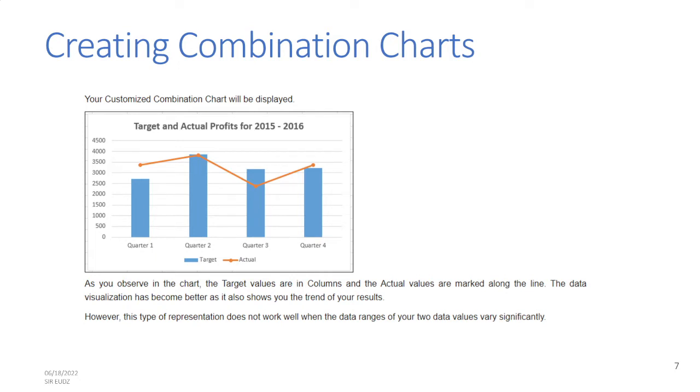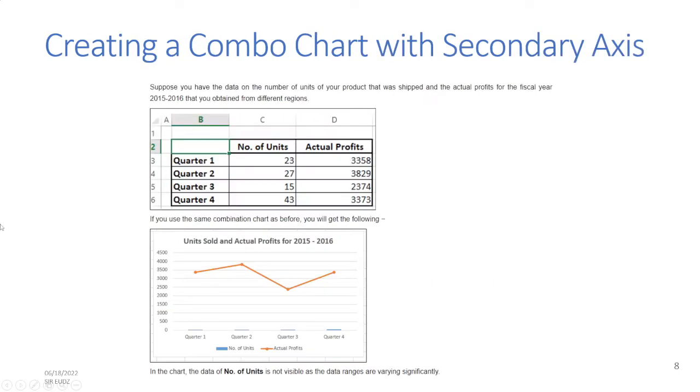However, this type of representation does not work well when the data ranges of your two data values vary significantly. Suppose you have the data on the number of units of your product that was shipped and the actual profits for the fiscal year 2015-2016 that you obtained from different regions. So if you use the same combination chart as below, you will get the following. So this is the result. In the chart, the data of number of units is not visible as the data ranges are varying significantly.